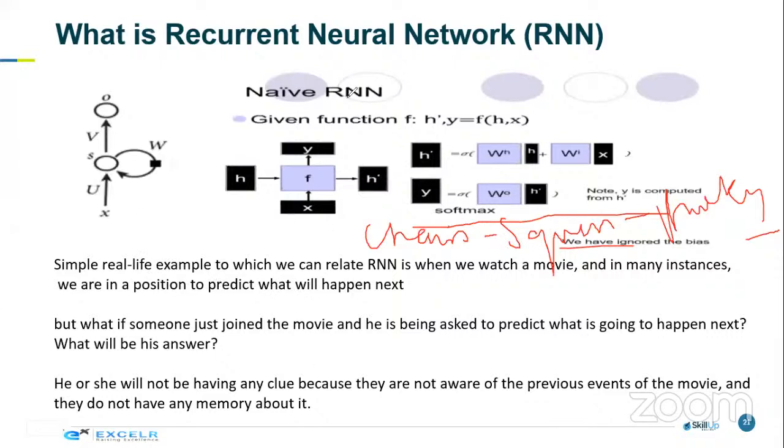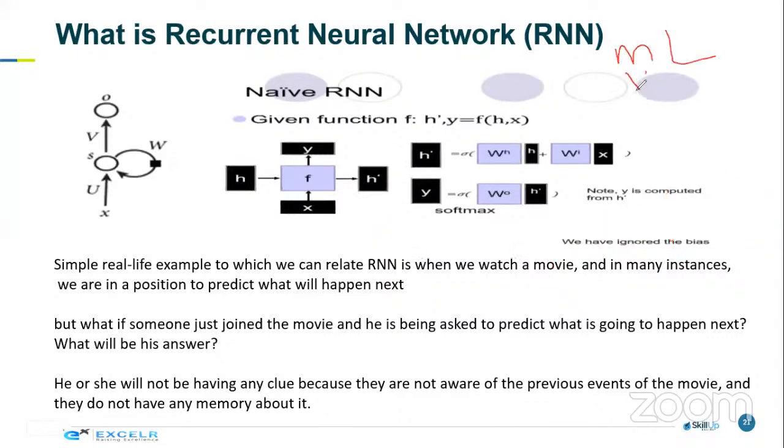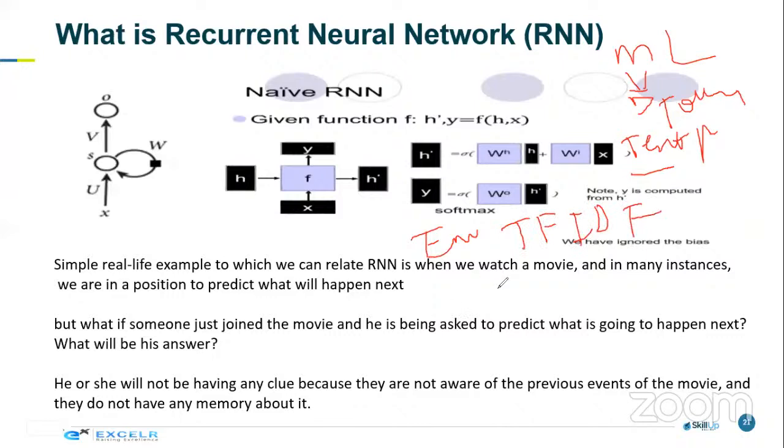Or take an example: we have learned in machine learning how to perform sentiment analysis. In machine learning, we tokenize the data, and then whatever text pre-processing is there, we do, such as stemming and everything. Then we perform word vectorization. How do we perform word vectorization? Maybe encoding, and then TF-IDF, or we do a bag of words.